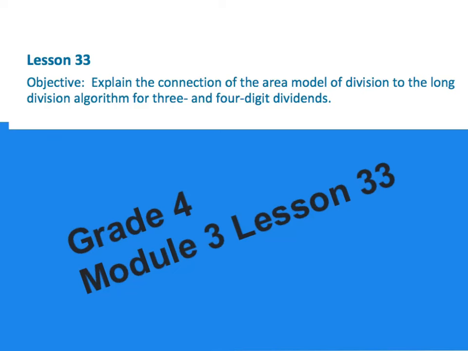Tonight, we're still working in Module 3, and now we're working in Lesson 33, and our objective is to explain the connection between the area model of division to the long division algorithm for 3- and 4-digit dividends. So we're going to look at how this connects and use our place value strategies to help us divide and really understand what that dividing process looks like with our area model. So let's go ahead and get started.